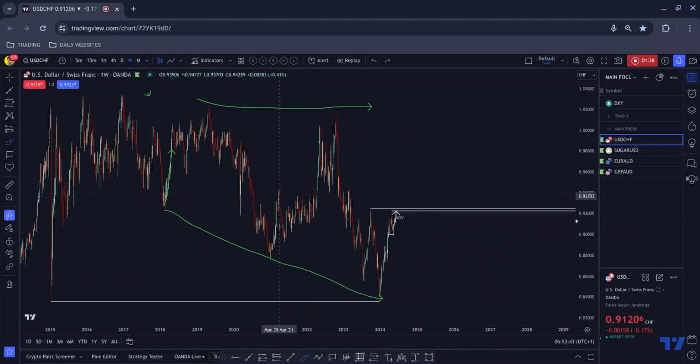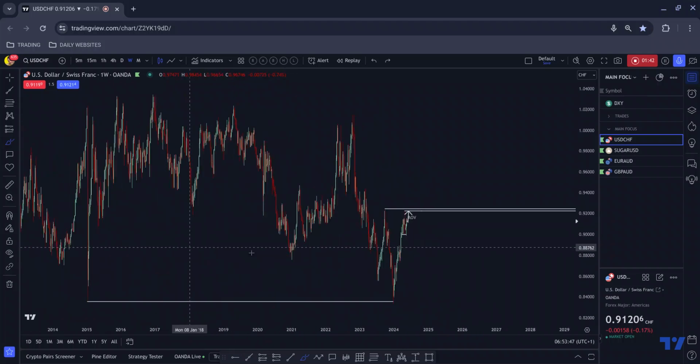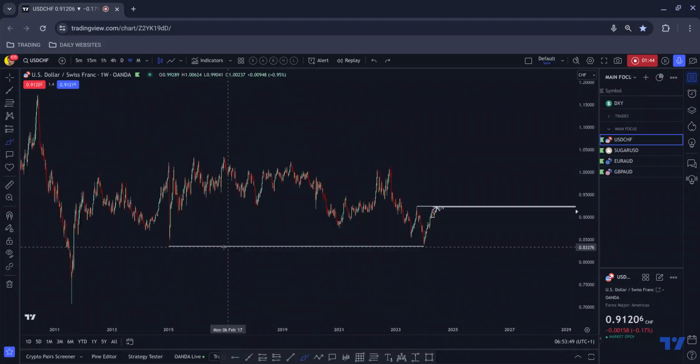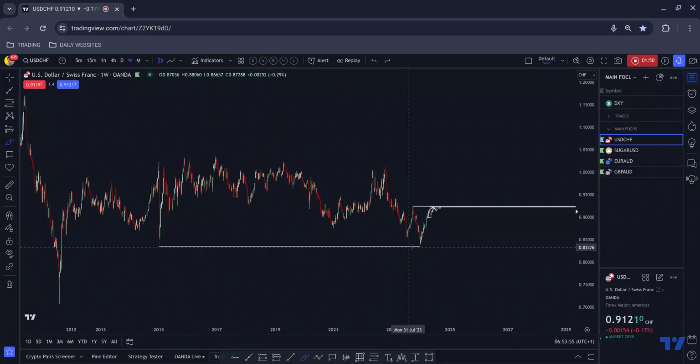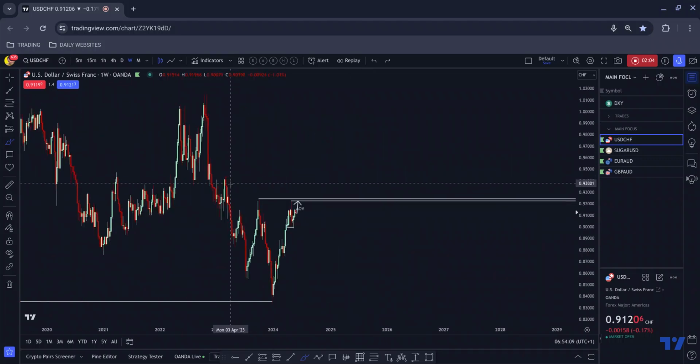I do note the fact that we didn't break below it. We just literally tap below it. Usually with an area of value which is as significant as this, we would break below, catch people the wrong side of the market, and then push up, and we literally only just tapped it this time. But as I always say, nothing happens all of the time and nothing happens none of the time. It's about stacking the confluences, not about perfection.